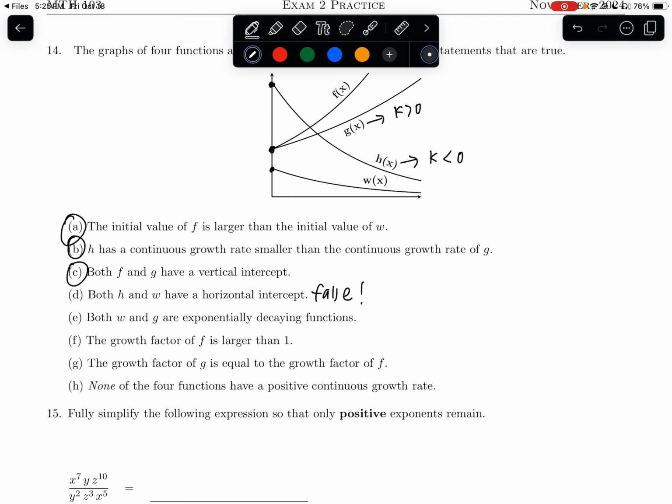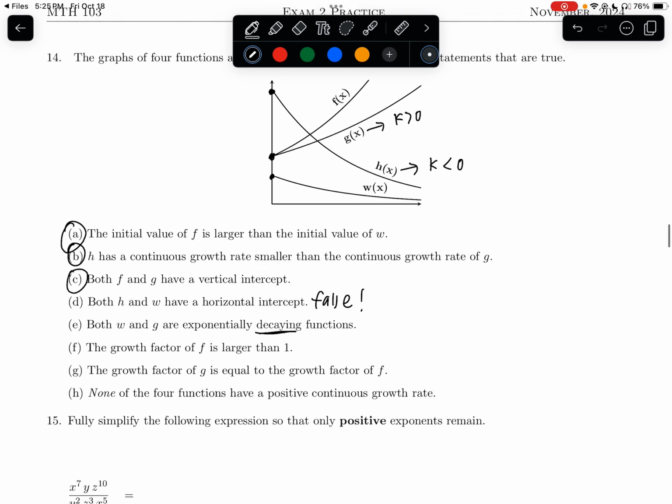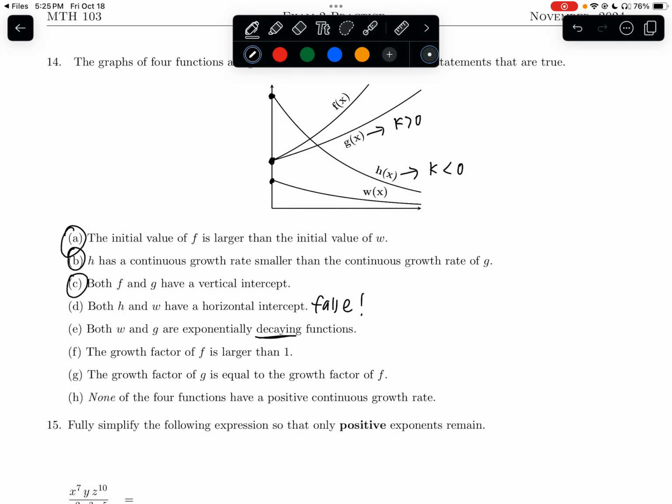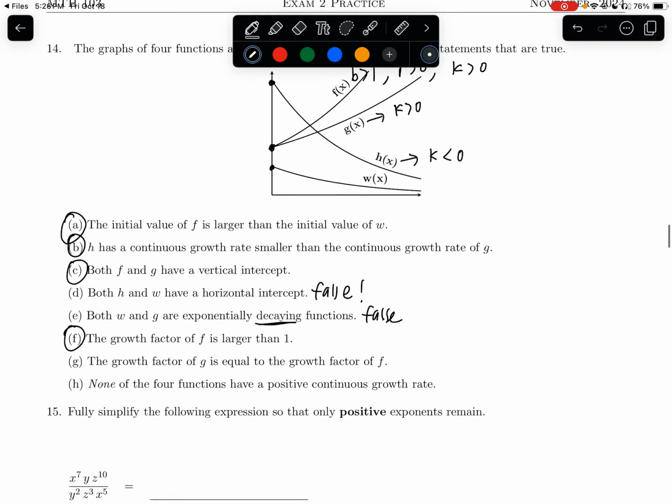Both w and g are exponentially decaying. w is decaying, yes, but g is increasing. We just identified that, and so this is false. The growth factor of f is larger than 1. That is true, because f is increasing, so it would have to have its b value greater than 1, or equivalently, its growth rate would have to be positive, or its continuous growth rate would also have to be positive.